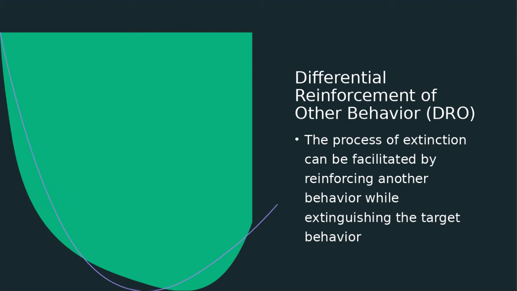If there's another way to get the reinforcement you seek, the original behavior is going to be a lot less resistant to extinction. It's going to quickly extinguish because you have another route for reinforcement. But if there's only one way to get that reinforcement, you're going to persist with that behavior even though the reinforcer for that behavior has been removed.